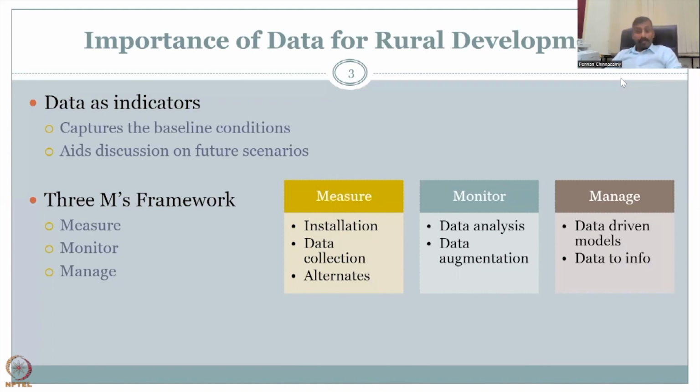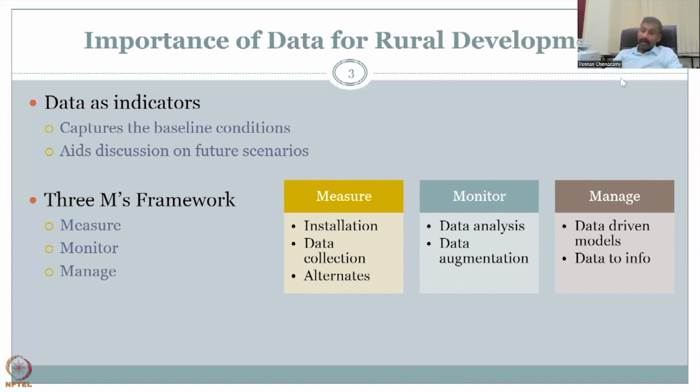So measuring involves installation for data collection. It could be instruments, it could be tools, it could be your satellites that can be placed and then collect data. So there is an installation phase. Then there is a data collection phase where data is collected in regular intervals and alternative data is identified.